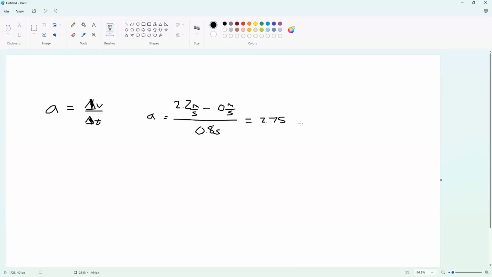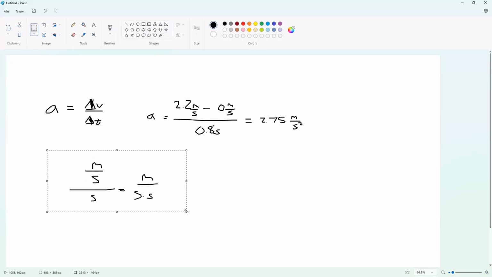Meters per second squared. That is correct. If you divide velocity by time, which is meters per second divided by seconds, you end up with meters per second per second, which is meters per second squared. You'll be able to see that when you do that.